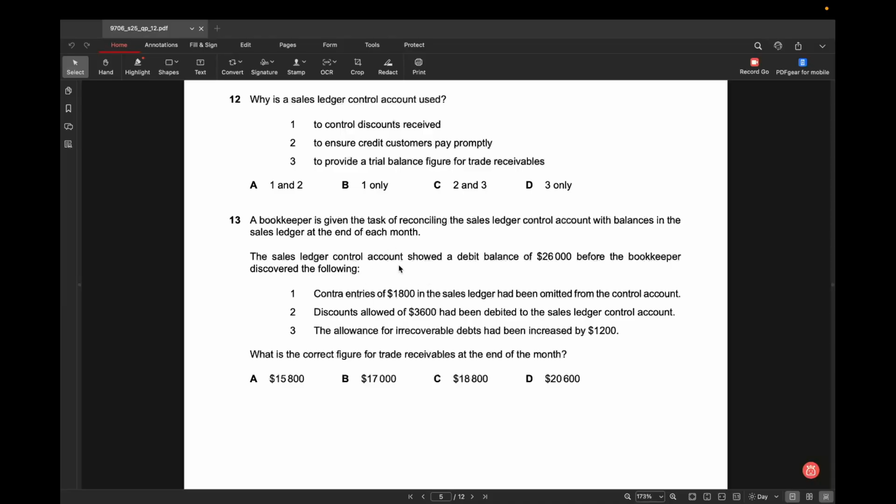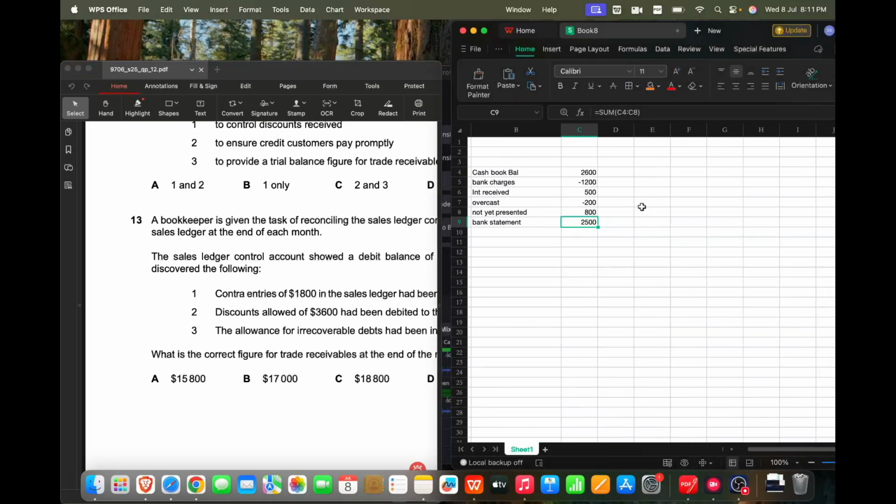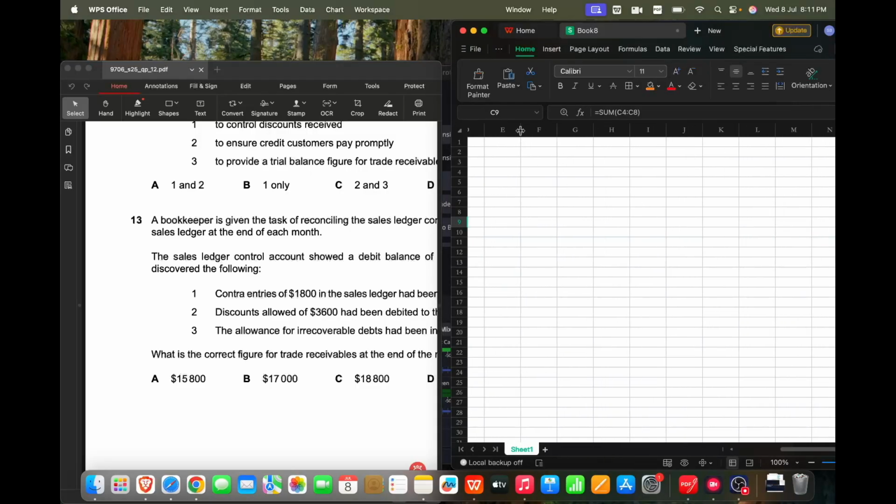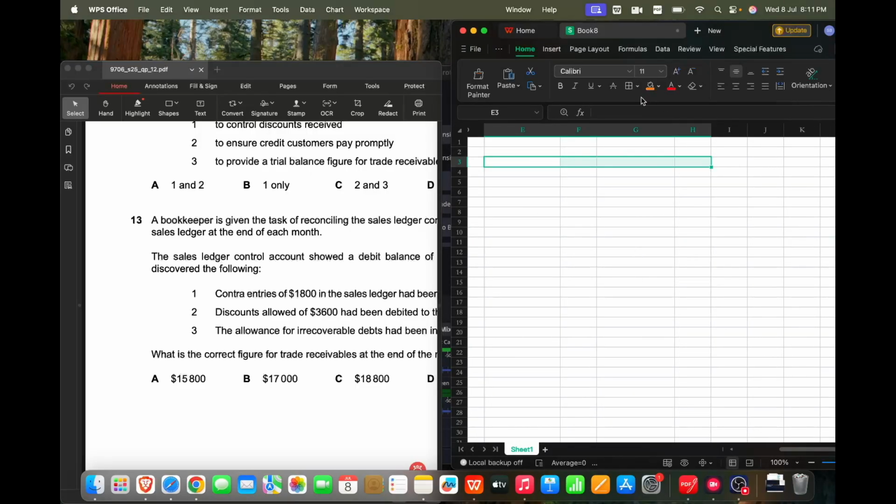So we need to correct these errors to calculate what will be the correct figure as per the sales ledger control account. Now here, if I prepare a control account, then your control account has a debit and a credit side. This is the sales ledger control account. So the balance will be on this side.